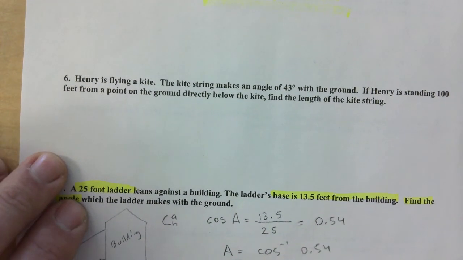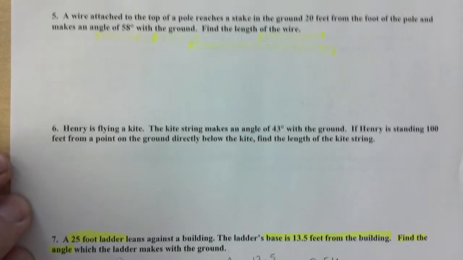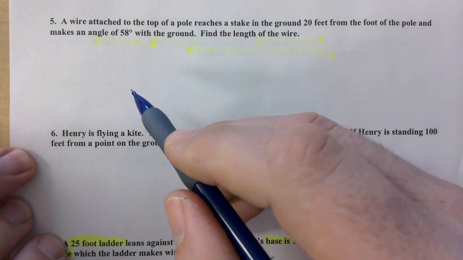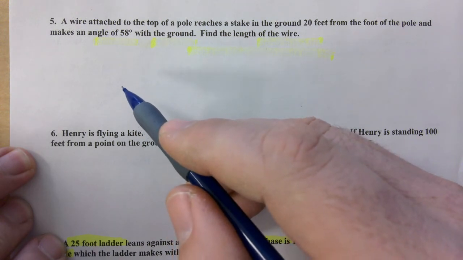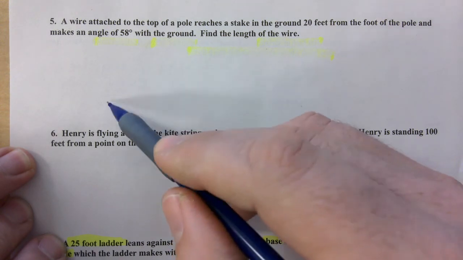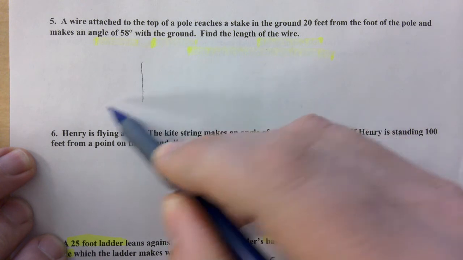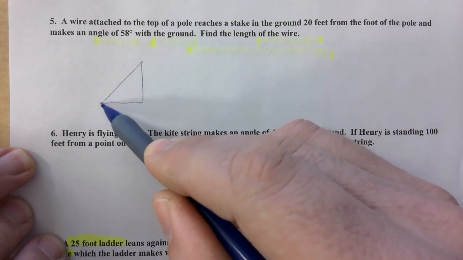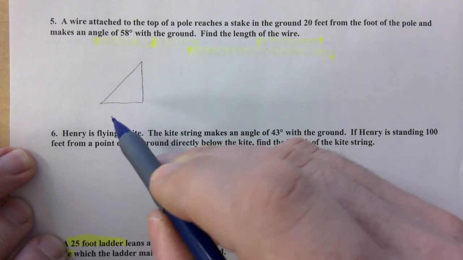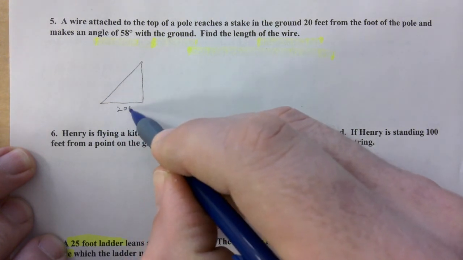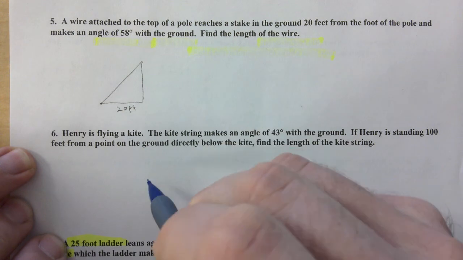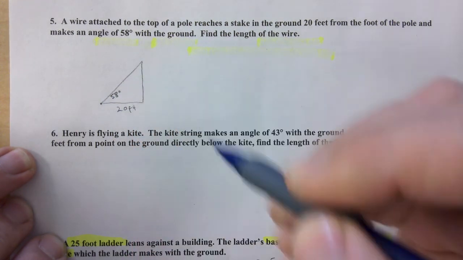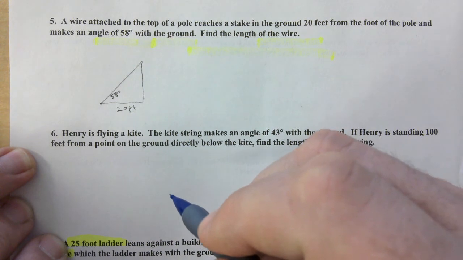Backside, I'm going to do this a little faster here. A wire attached to the top of the pole reaches a stake in the ground 20 feet from the foot of the pole. So this is your pole. You have your ground. There's a wire. We call that a guy wire. And we know that this is 20 feet because this is a stake on the ground, and that this makes an angle of 58 degrees with the ground. Find the length of the wire.